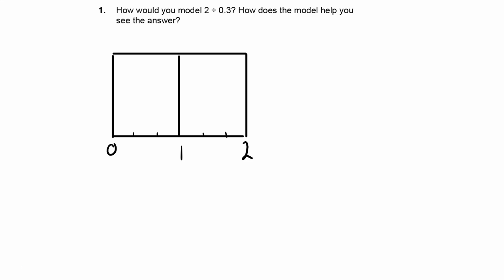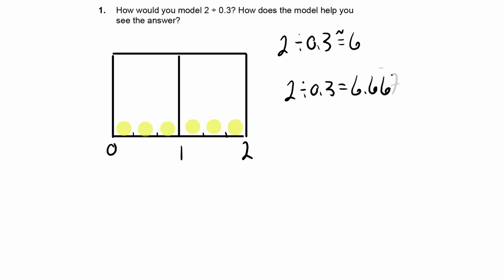We can say, well, we've got 1, 2, 3, 4, 5, 6 thirds make up 2. So 2 divided by 0.3 is approximately equal to 6. If you do it on your calculator, you'll find that 2 divided by 0.3 is actually equal to 6.66. It keeps going on forever, so 6.66666 or 6.667 rounding off.